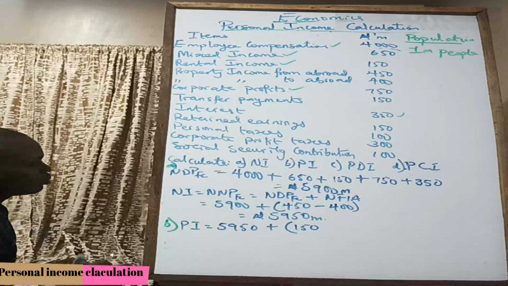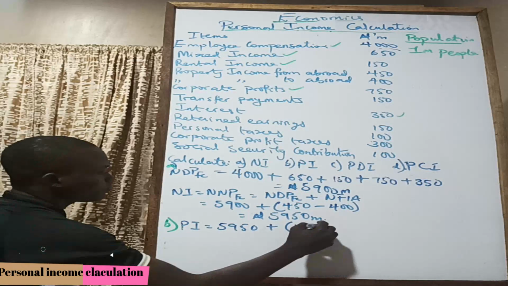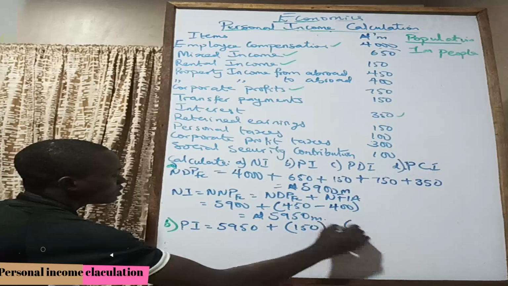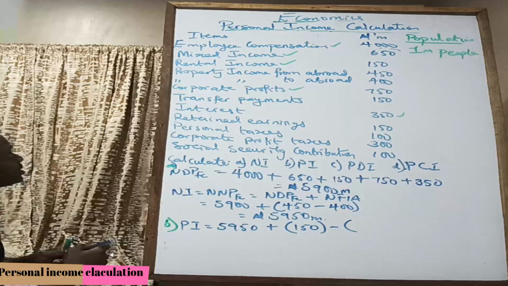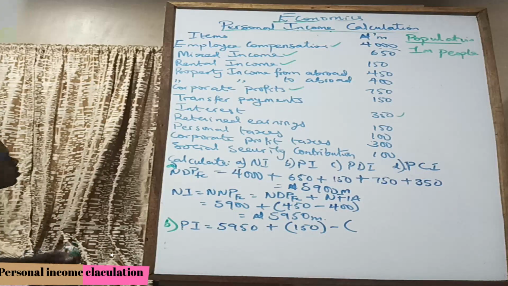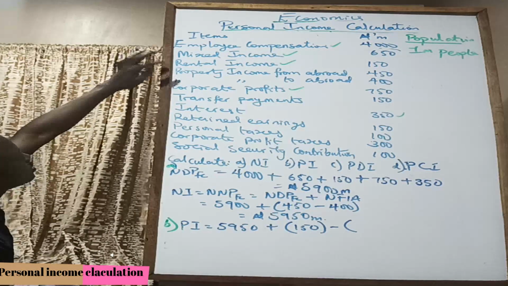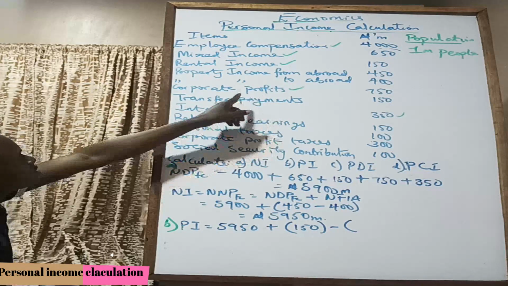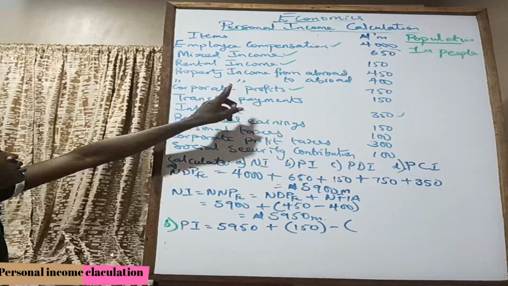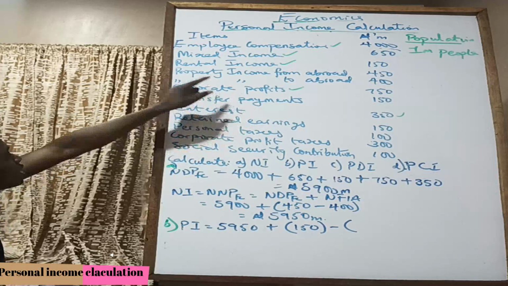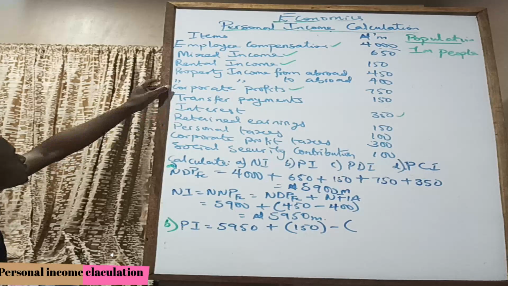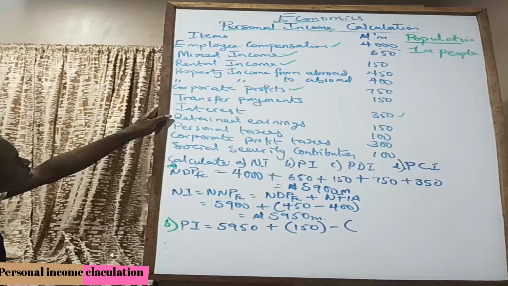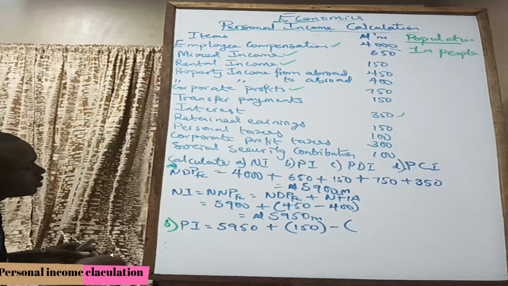All right. So minus income earned but not received. Income earned but not received, this gone, gone. So not all of the profits was received, even though it was earned. So we have to go and look for corporate profit taxes. First, retained earnings. Retained earnings is 150.